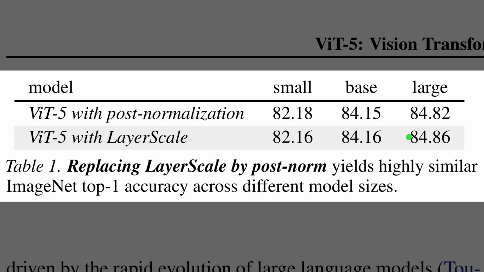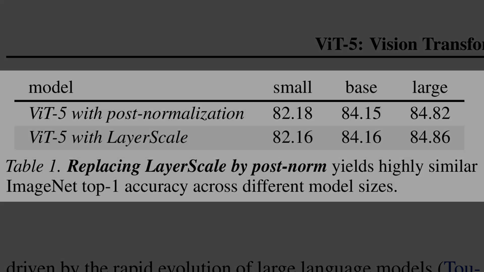Moving on, Table 1 investigates whether the post-normalization standard in large language models offers any advantage over layer scale. It compares top 1 accuracy across 3 model sizes: small, base, and large. The results show that both methods yield nearly identical performance. For example, the base models differ by only 0.01%. Because the outcomes are so similar, the authors stick with layer scale for ViT-5, citing its flexibility and lower overhead.